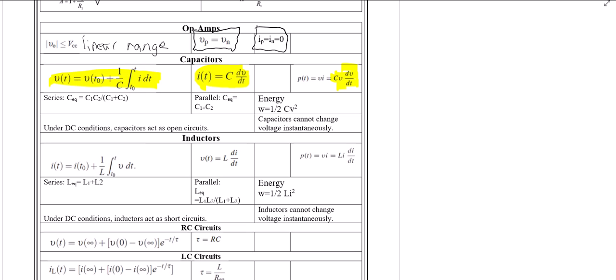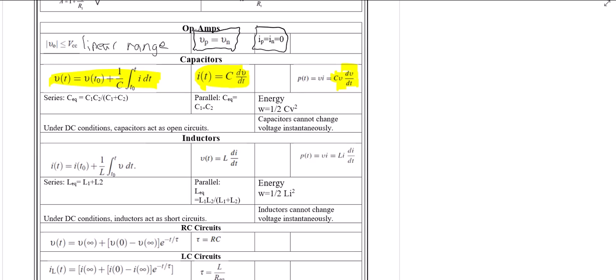Capacitors act opposite to resistors in terms of combining them. When they're in series, you do product over sum. That's if you have two of them. If you have more than two, then I recommend doing them a pair at a time, or then if you have to, do 1 over C1 plus 1 over C2 plus 1 over C3. And when they're in parallel, you just add them together. The energy stored in a capacitor is 1/2 CV squared.